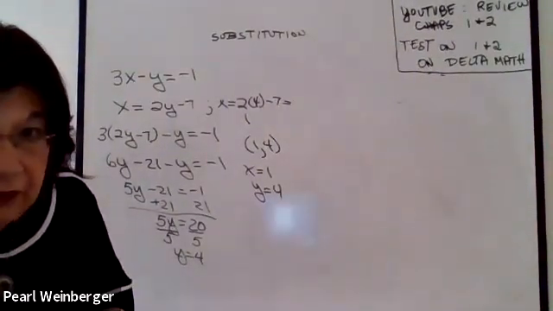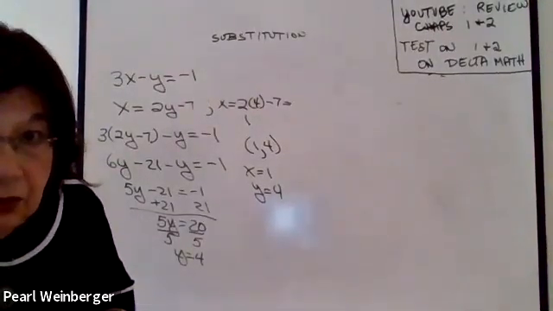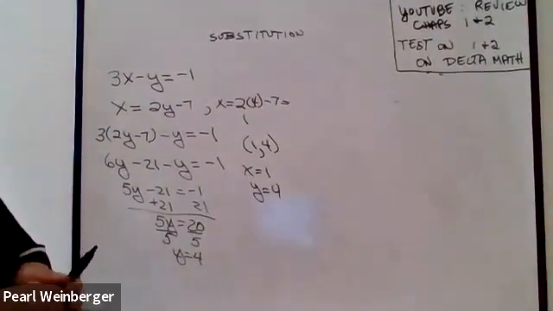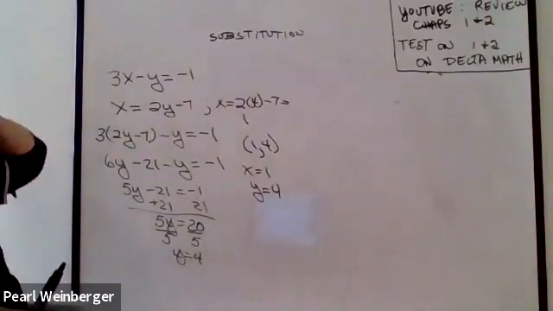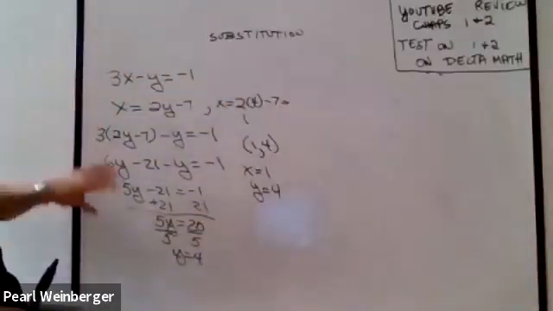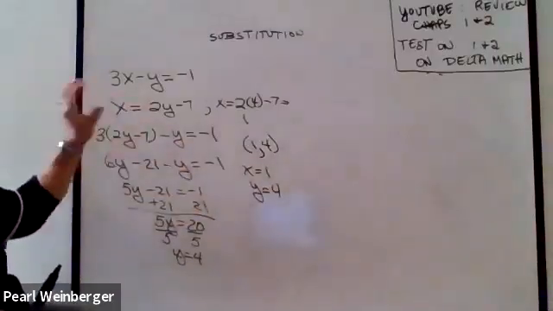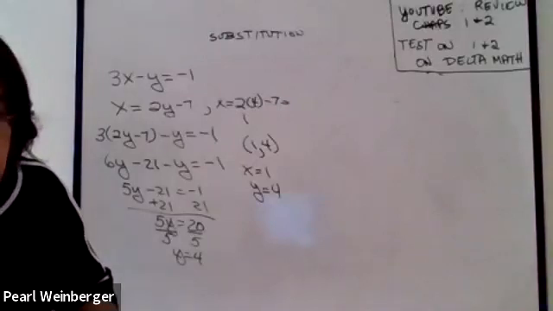We didn't have to graph anything. As a matter of fact, it would have been relatively difficult to graph. We would have ended up with fractions. Graphing this would have been difficult, but this method of substitution was very quick. Just be careful. Any questions about how I got these answers?